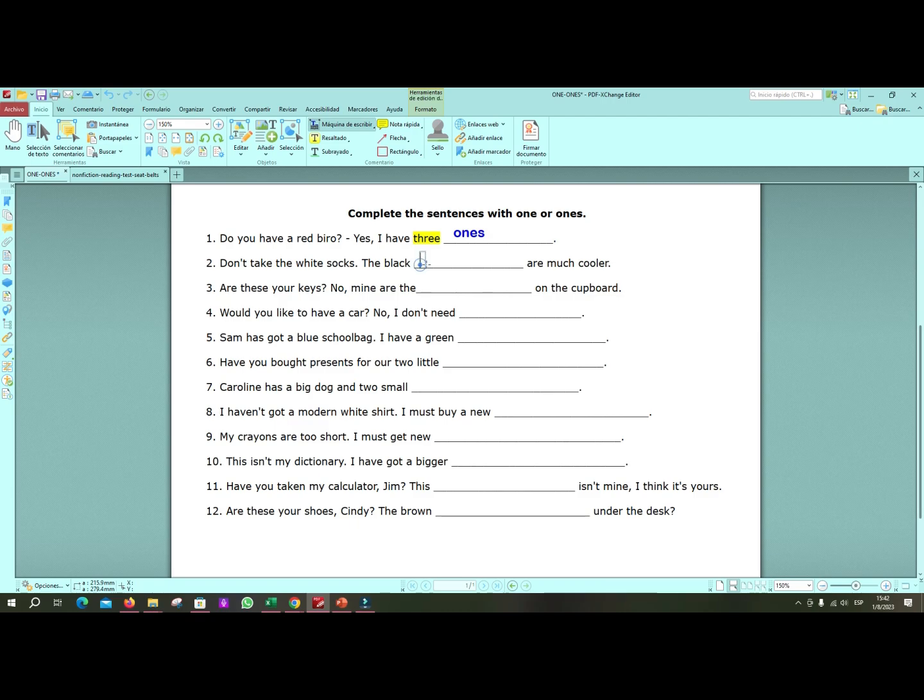What about the number 2, Mr. Davy? Don't take the white socks. The black ones are much cooler. Excellent. The black ones are much cooler. There you're talking about what? White socks. That is plural. Excellent. Thank you, Mr. Davy. And what about the number 3? Kenneth?